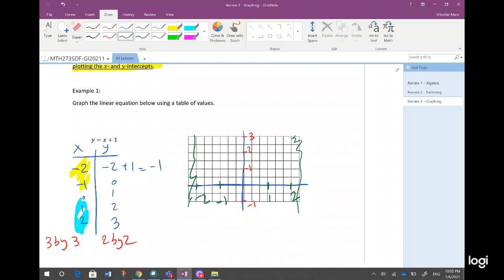So -2, -1. -2 is here and -1. This is the point: -2 on x and -1 on y. Then -1 and 0. 0 and 1, which is here. 1 and 2, which is here. 2 and 3, which is here. And then I can connect them. Maybe I use the line here. Oops.